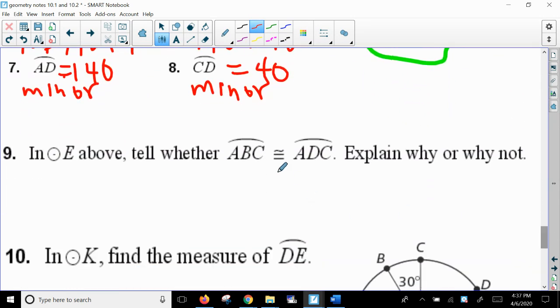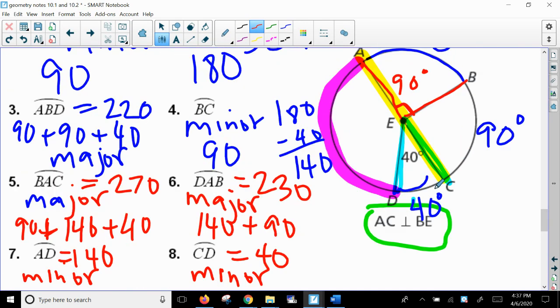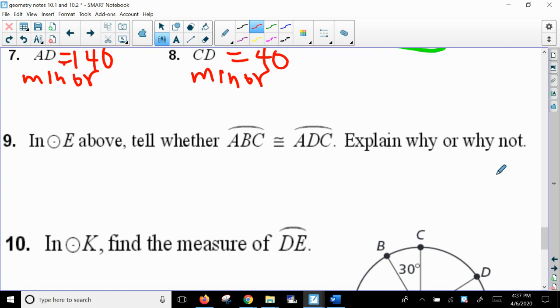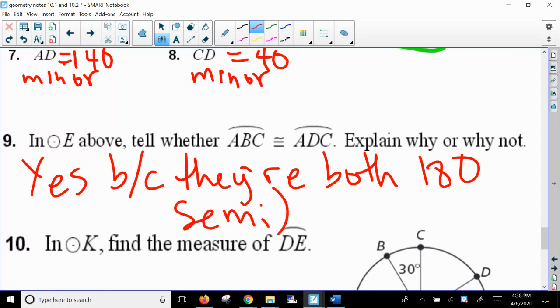Okay, number 9. Tell whether arc ABC is congruent to ADC. Think about it. Pause here. Arc ABC is a semicircle. Arc ADC is also a semicircle. They both are 180 degrees. This is definitely yes, they are congruent. So I'm going to put yes because they're both 180. Or if you said they're both semicircles, that'll work. Okay.